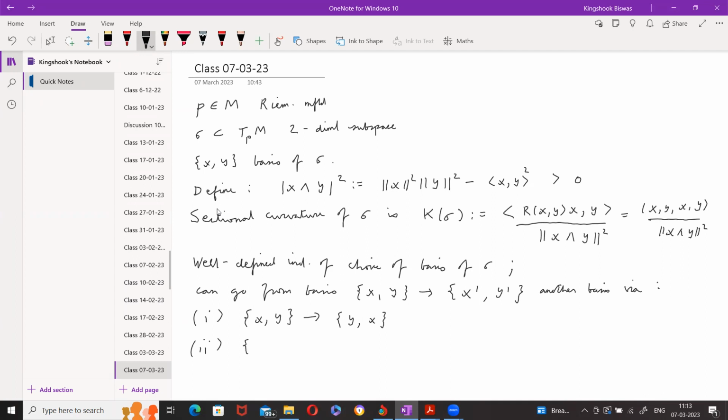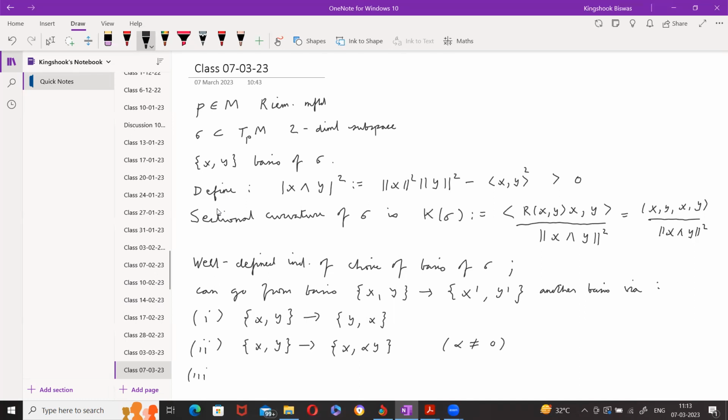Also, if I multiply one of the 2 vectors by a non-zero scalar, say x, alpha y, okay, alpha non-zero, right? Because you'll get an alpha squared coming out in the numerator and an alpha squared in the denominator, so those will cancel. So this is unchanged.